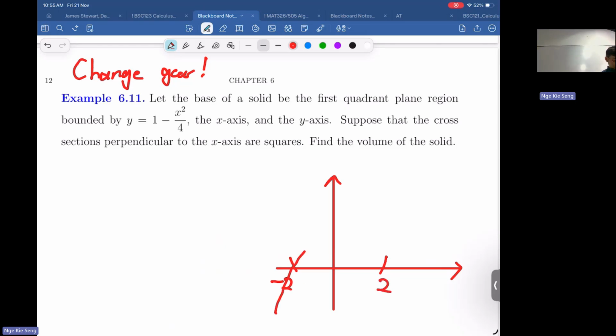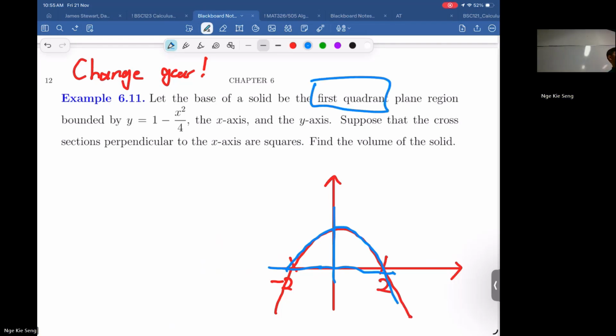And then you have a graph that looks like this. It says that the base of this solid, which you want to find first, is bounded by this curve, the x-axis and the y-axis. And if you notice, actually there are two parts, right? So that's why they say first quadrant. So only this part in the first quadrant.